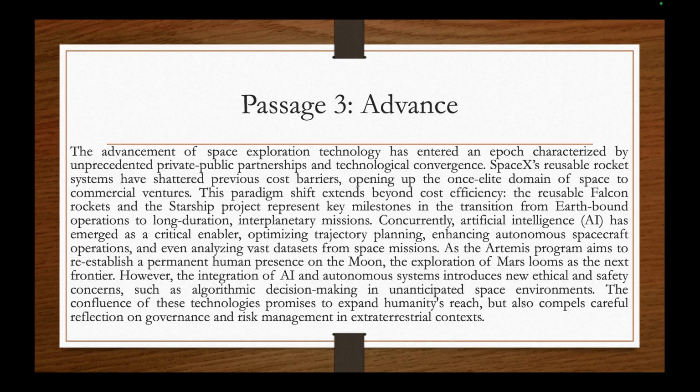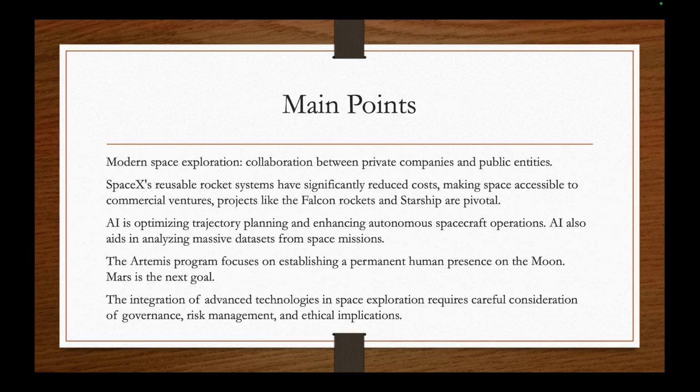As the Artemis program aims to reestablish a permanent human presence on the moon, the exploration of Mars looms as the next frontier. However, the integration of AI and autonomous systems introduces new ethical and safety concerns, such as algorithmic decision making in unanticipated space environments. The confluence of these technologies promises to expand humanity's reach, but also compels careful reflection on governance and risk management in extraterrestrial contexts. Okay, now let's very quickly look at the main points here.